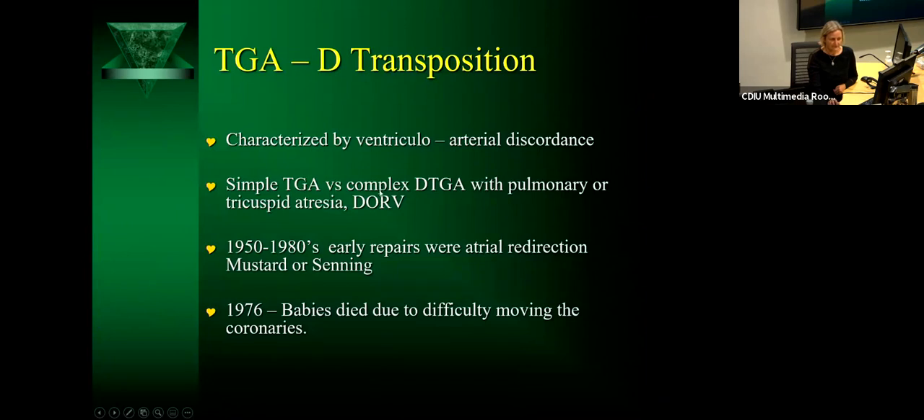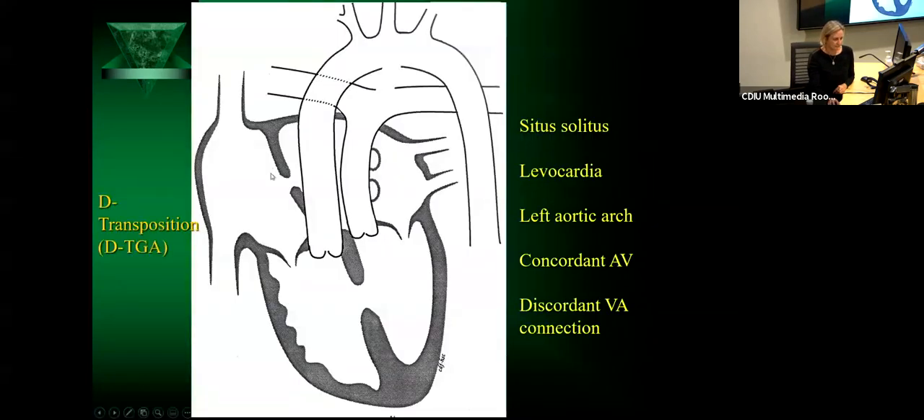We can have a simple TGA or something more complex, such as DTGA with pulmonary or tricuspid atresia or double outlet right ventricle. In the 1950s and 1980s, they did the early repairs, as we saw this morning, with a Mustard or a Senning procedure. And now we do the Jatene procedure, or the arterial switch, and move the coronary arteries across as well. Originally, babies died because there was difficulty in moving those coronary arteries to the neo-aorta. So there's our DTGA that we saw this morning.